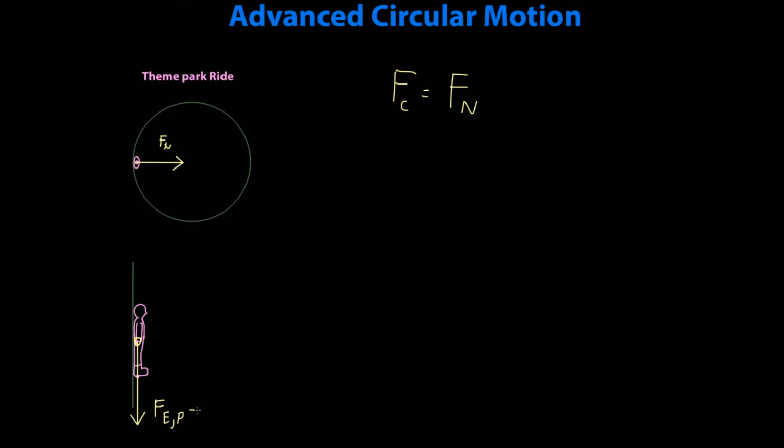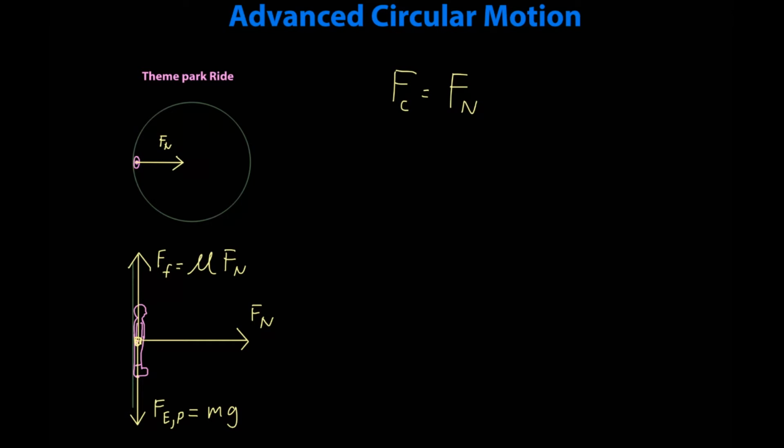I would have force Earth on the person, which is mg. I would have force friction preventing that person from sliding, which is mu times force normal. And force normal would be provided from the wall, which is what's keeping you in the circular path. Now, I may not have an equation for force normal.